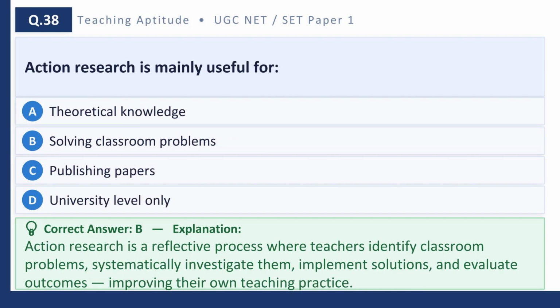Action research is a practical tool used mainly for solving immediate classroom problems. It is a reflective process where teachers identify an issue in their own environment, investigate it, and implement a solution. By evaluating the outcomes, teachers can systematically improve their own teaching practice and enhance the learning experience for their students.